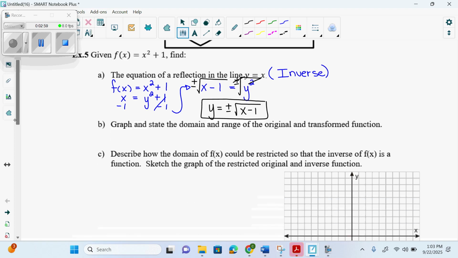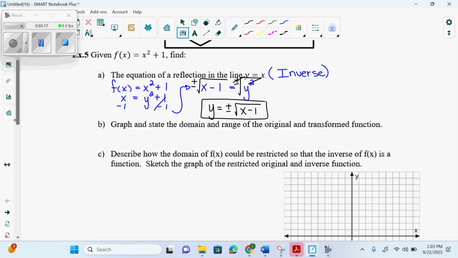Now we want the domain and range of the original and the transformed. Do we need to find the transformed in order to give the domain and range of it from an inverse? No, it's really easy to take the original, the x and y switch. So the domain becomes range and the range becomes domain, right?